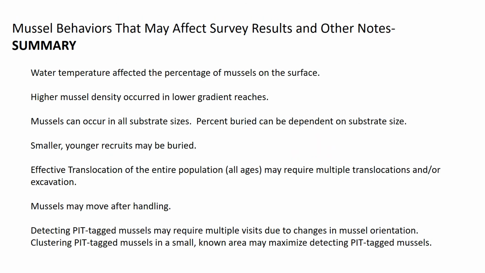So in summary about some of these behaviors and other notes, water temperature definitely affects the percentage of mussels on the surface. Higher mussel densities occurred in lower gradient reaches. Mussels can occur in all substrate sizes, and the percent buried can be dependent on substrate size. Smaller, younger recruits may be buried. Effective translocation of the entire population, all ages, may require multiple translocations and or excavation.